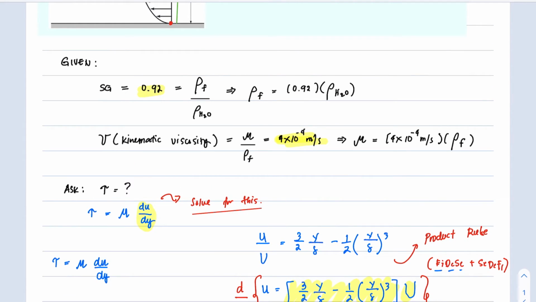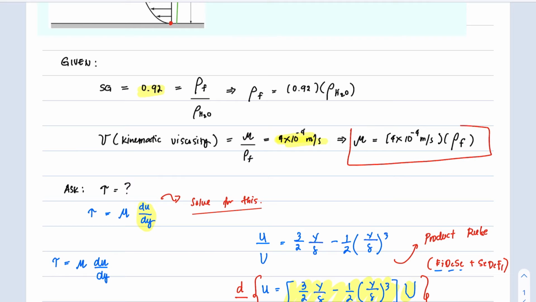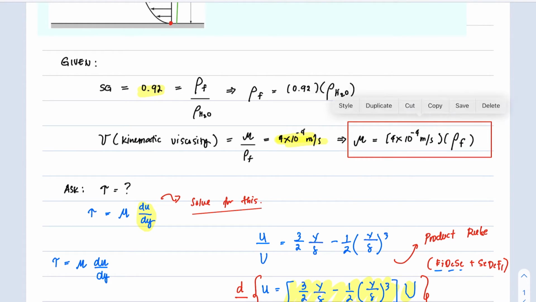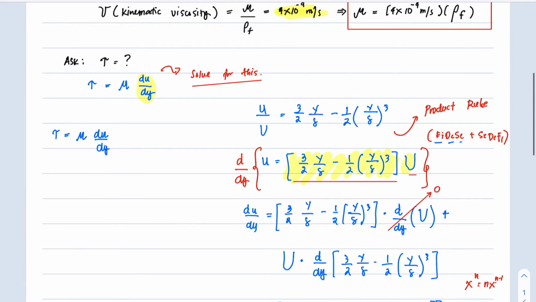But your mu, how do we get the mu? Of course, from the kinematic viscosity, we could get the mu, and we have actually solved that one here. Okay, so that's your mu, right? So I'm going to write that here.